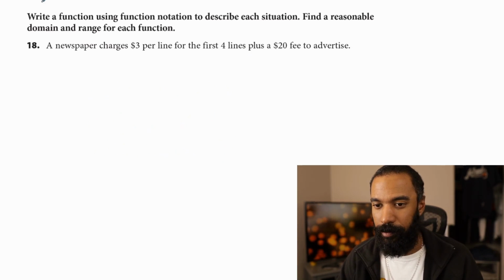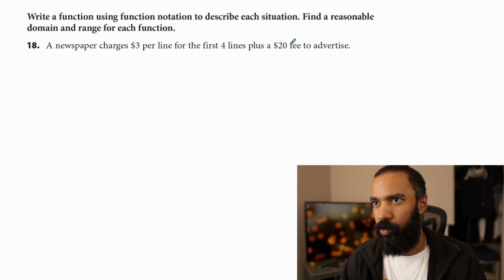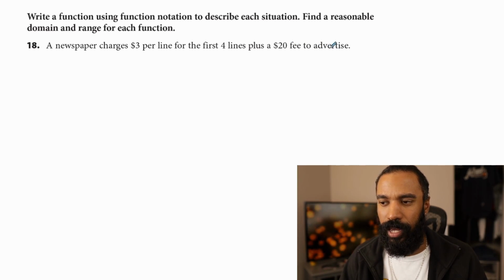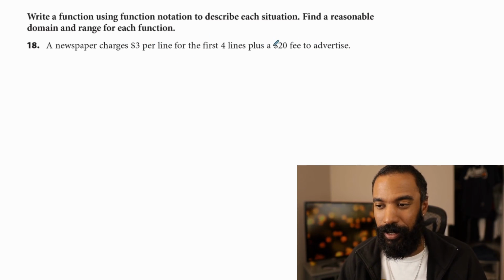Okay, got 3 more problems. A newspaper charges $3 per line for the first 4 lines, plus a $20 fee to advertise. So I guess this is you wanting to get in the advertising part of a newspaper, which I haven't done before. I don't know if this is realistic or not.